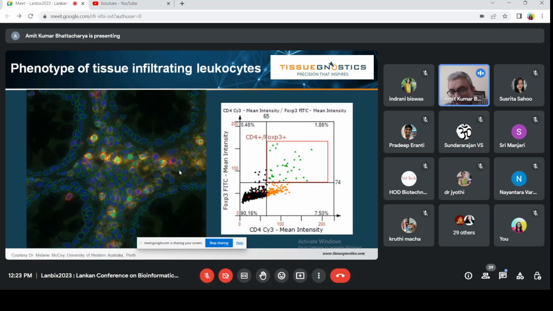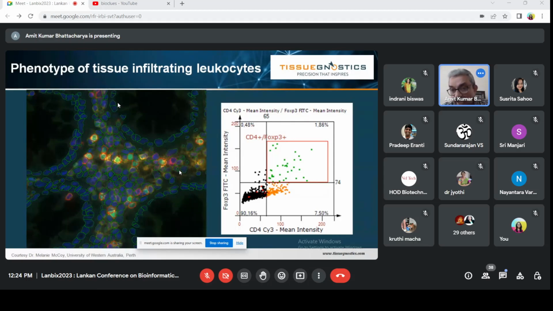Here, now we did an analysis. We said, okay, let's look at the expression of CD4 and let's look at those cells with the CD4 and FITC and try to find out how many of these cells are expressing both. So on the left-hand side, we have pure FITC FOXP3 and on the x-axis, we have pure CD4 Cy3. The co-expressors are present in the upper right-hand quadrant, which has been shown with the red mark. In that quadrant, we find cells which are co-expressors for both FOXP3 and CD4.